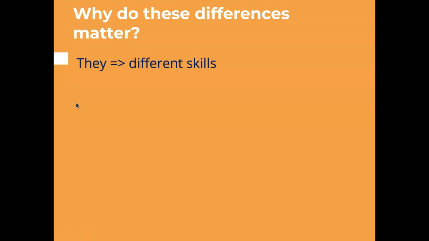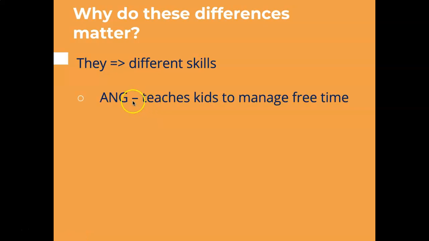All right, so why do these differences matter between concerted cultivation and accomplishment of natural growth? Well, they lead to different skill sets. So kids who are part of the accomplishment of natural growth strategy know how to manage their free time well. And so they can entertain themselves. They can invent new games and new things to do.